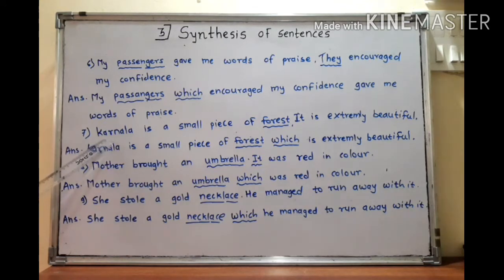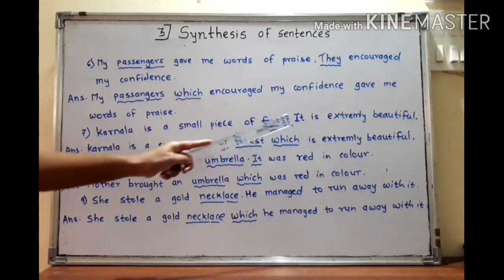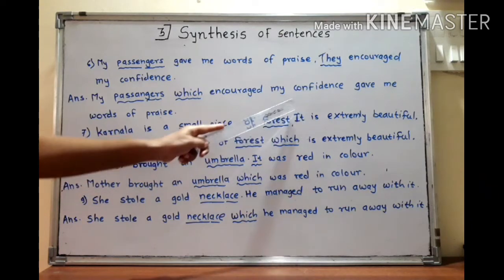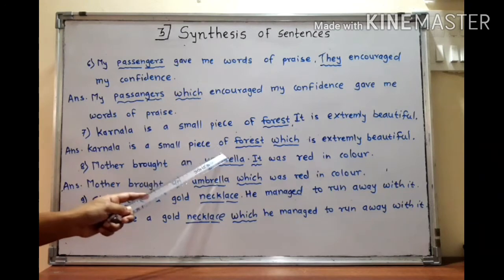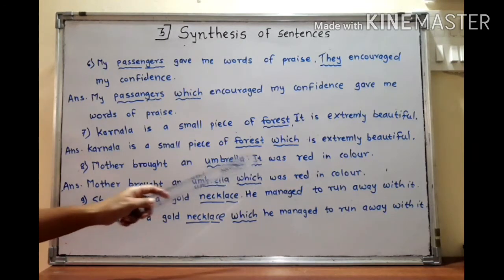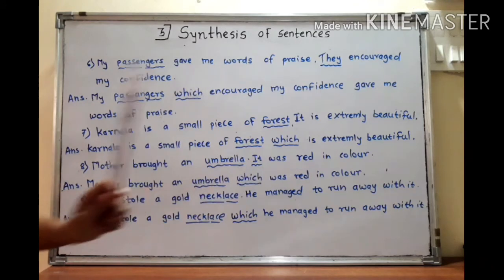Karnala is a small piece of forest. It is extremely beautiful. It stands for forest. So immediately after forest, take which instead of this it and write the sentence. Karnala is a small piece of forest which is extremely beautiful. Mother brought an umbrella. It was red in color. Umbrella and it. Very simple to write. Mother brought an umbrella which was red in color.